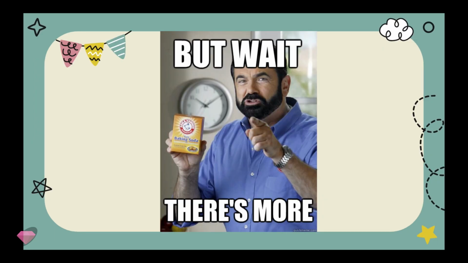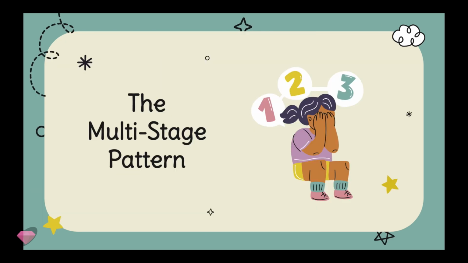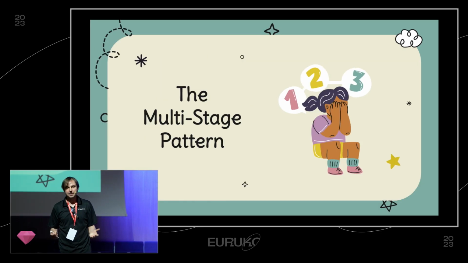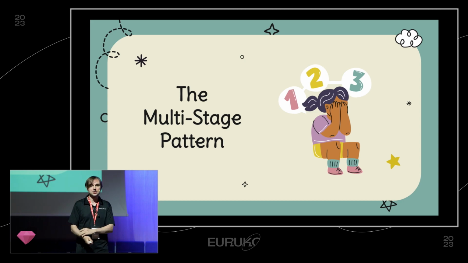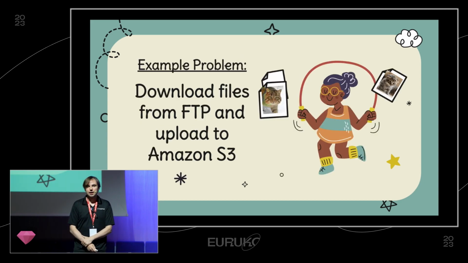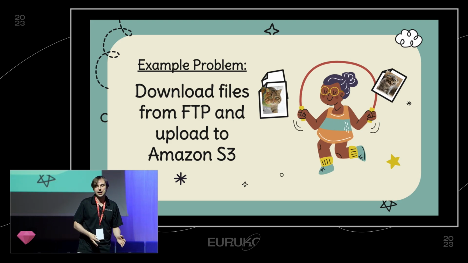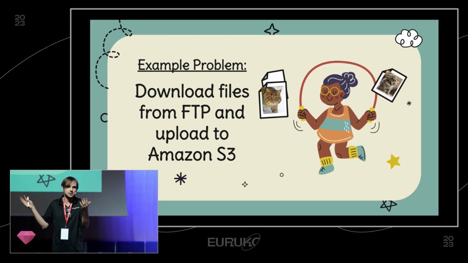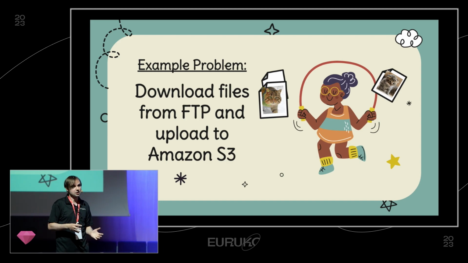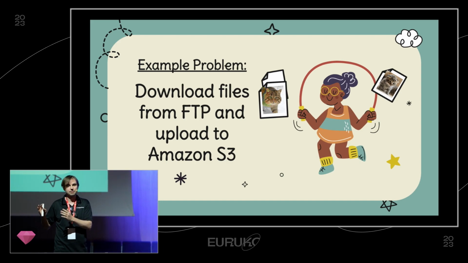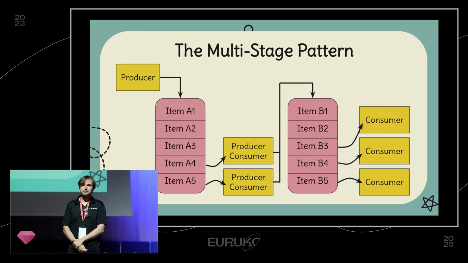But wait, there's more. Let's talk about what we can do if we want to get fancy. We can actually have multiple queues, so I'm calling this a multi-stage pattern. Here's a real-world example. Suppose I have a bunch of files in an FTP. I want to download each of those files, and I want to upload them to Amazon S3, let's say. Downloading each file is going to take some time, and uploading the file is going to take time as well.